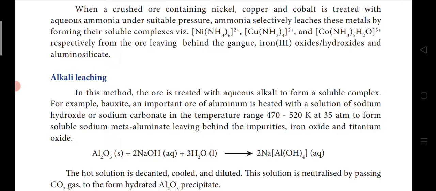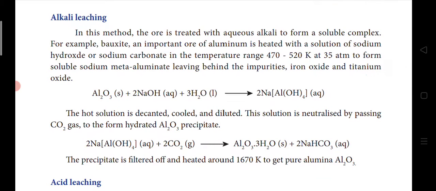And the hot solution is decanted. Decanted, as we all know very well, is decantation. We have to mix it and allow it to settle down. We should not disturb that for a longer period of time so that all the impurity settles down at the bottom. Then it is cooled and diluted, and this solution is neutralized by passing carbon dioxide gas to form the hydrated aluminium oxide precipitate. This complex reacts with carbon dioxide to give aluminium hydroxide and sodium bicarbonate. This precipitate is filtered off and heated around 1670 Kelvin to get pure alumina.